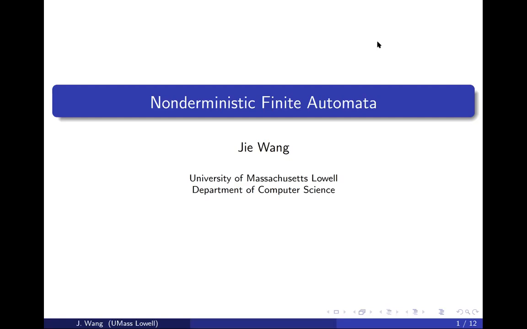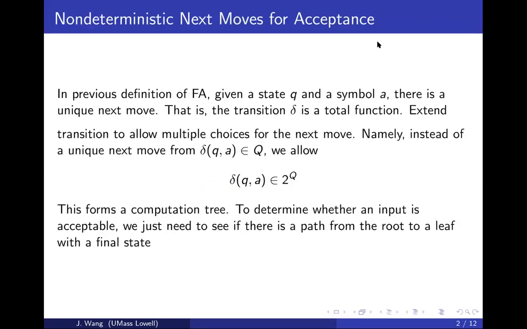So for non-deterministic finite automata, it means that there will be more than one choice for the next move. In other words, the next move is not determined. So you have several options to go to the next move. Hence, the important thing for this kind of computing device is how to define acceptance. So what do you mean by acceptance? Okay, so now let's first look at this slide.